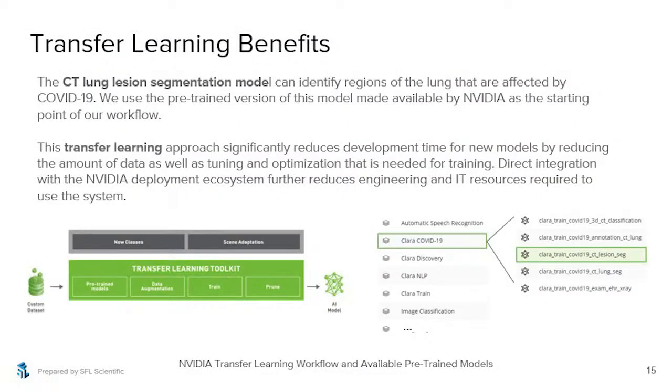and domains, ranging from medical-focused language models that can be used for natural language processing tasks and a variety of computer vision models that can be used for medical imaging use cases like this CT segmentation task. And you can see on the bottom right-hand side, it shows different NGC collections. You have ASR, COVID-19 or Clara Discovery, Clara NLP, Clara Train, and image classification. In this case, we use the Clara Train COVID-19 CT lesion segmentation, but you have different models for annotation, classification, and x-rays.